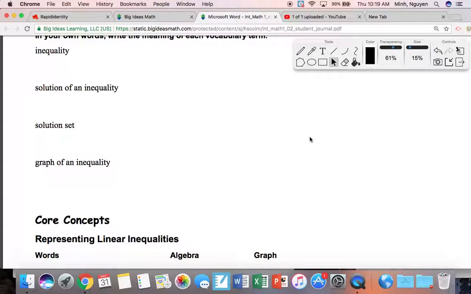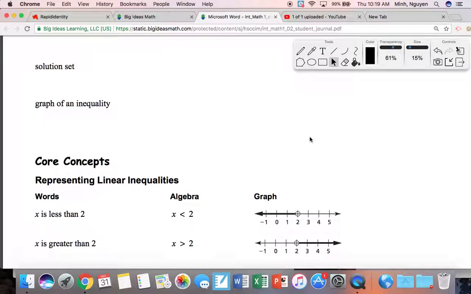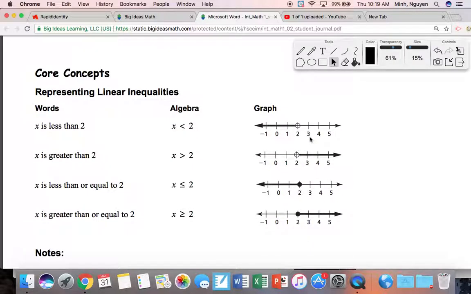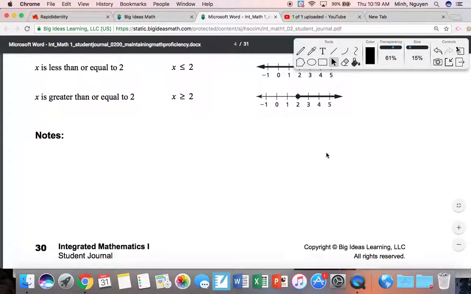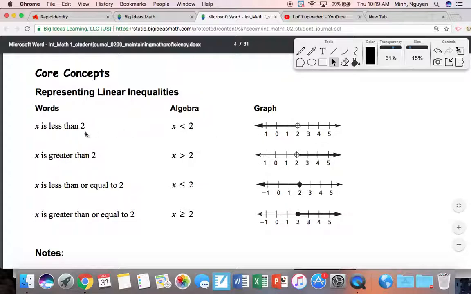So an inequality is anything that involves less than or greater than. A solution of an inequality is anything that fits, anything that is greater than or less than whatever is set out. A solution set is the set of numbers, set meaning that there's more than one, and the graph is a number line. So this page right here, sorry, what page is this? This is page 30. It goes a really long way in you translating across formats, whether it's words, algebra, or a graph or number line.